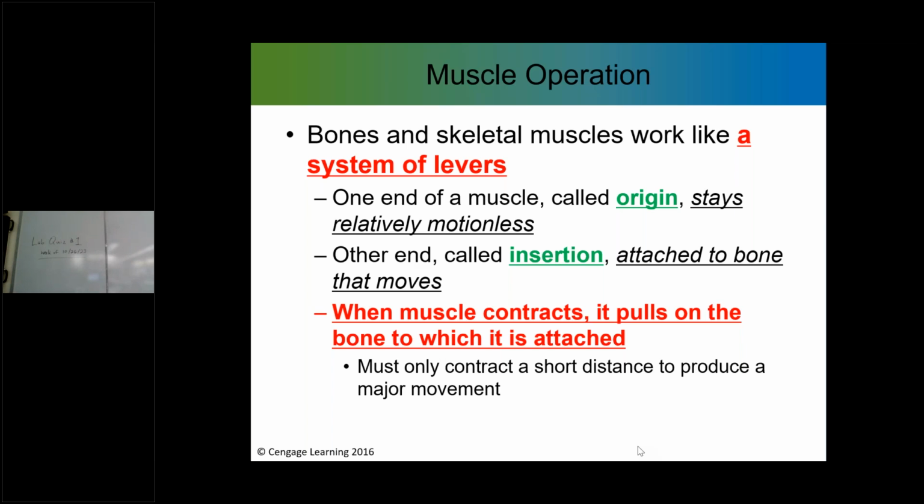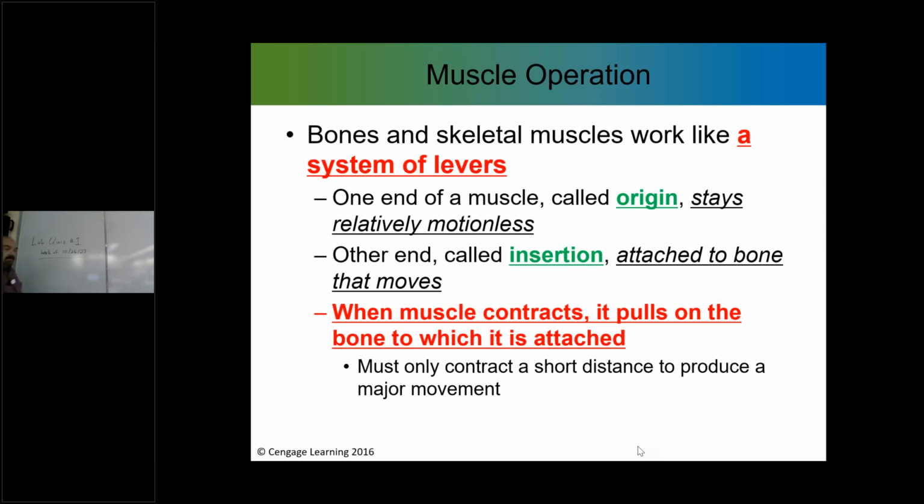Bones and skeletal muscle work like a system of levers, and we're going to have areas where muscle will anchor to, will connect to, will hold on to the bone. Because when it does contract, what's going to happen? We're going to end up moving bone. So there's an origin and there's an insertion.